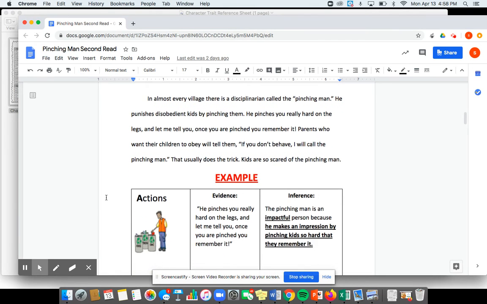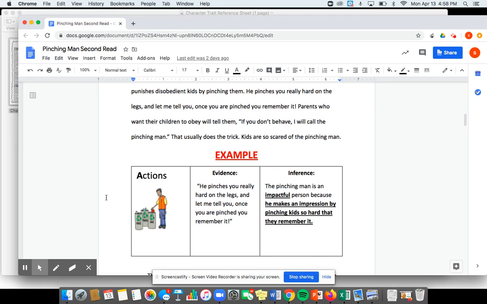All right, so I'm going to pause there because I noticed one of the parts of STEAL, an action, that happened in this part. This is something that describes something the Pinching Man does, okay? So in the story it said, he pinches you really hard on the legs, and let me tell you, once you are pinched, you remember it. So what he does, his action, is he pinches you on the legs.